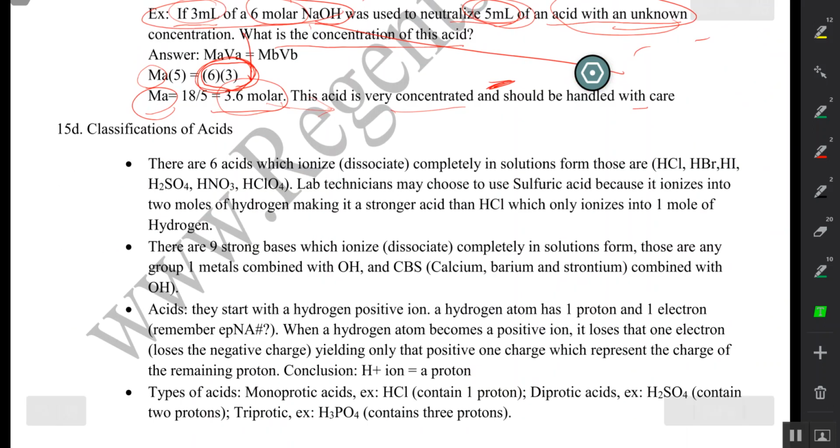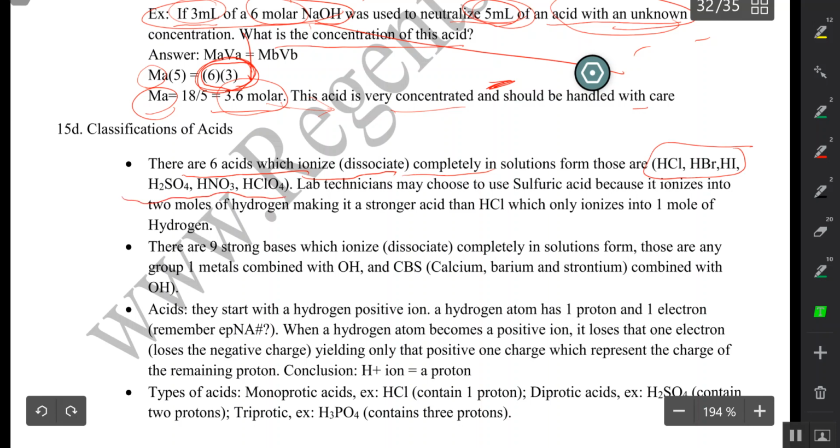There are several types of acids. There are monoprotic, diprotic, triprotic. And you should also be familiar with the acids that ionize completely in water. So these are very strong acids. You should be familiar with these: HCl, HBr, HI, H2SO4, HNO3, and HClO4. These are very strong acids and they ionize or dissociate completely in water.